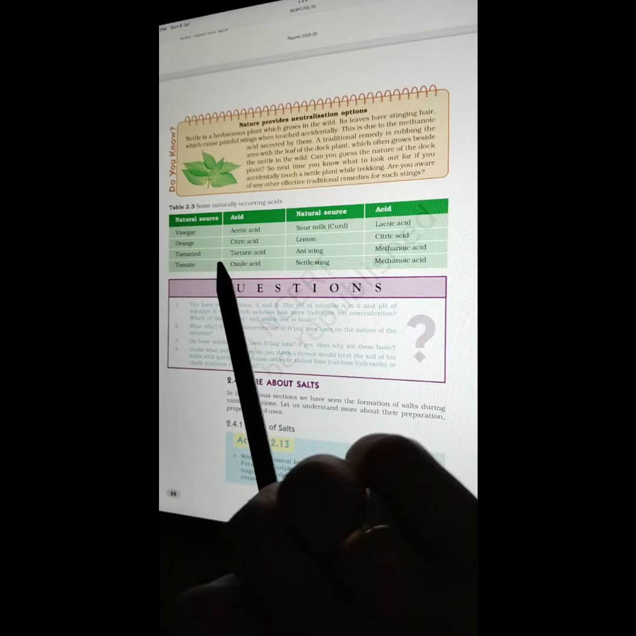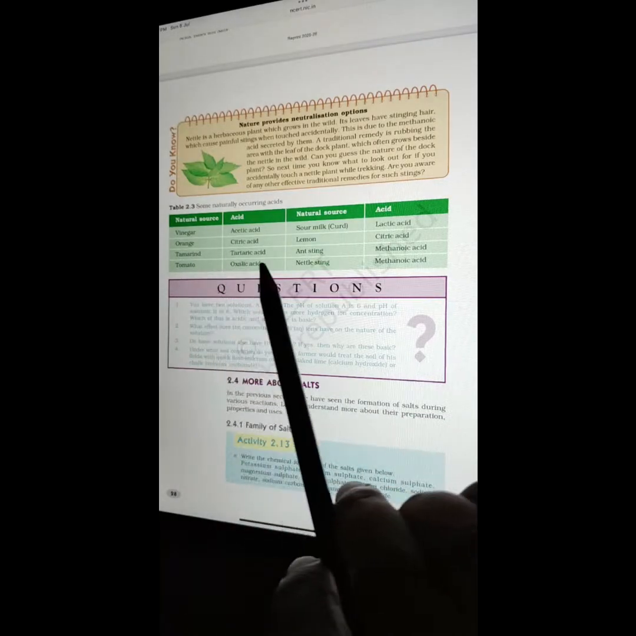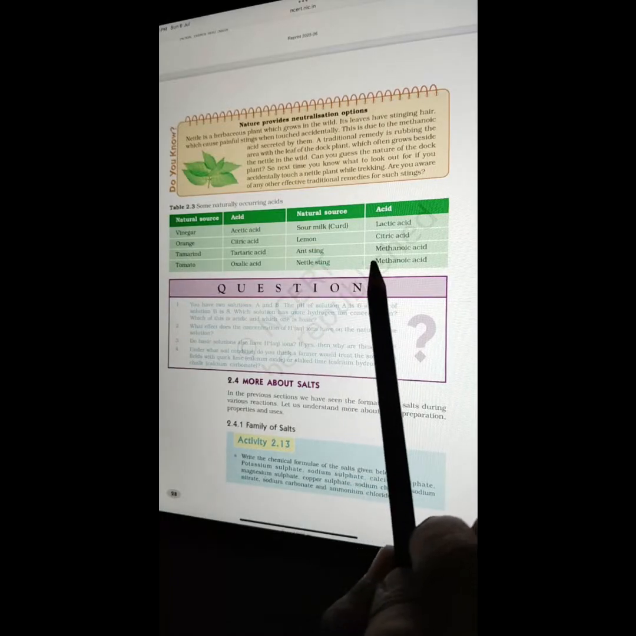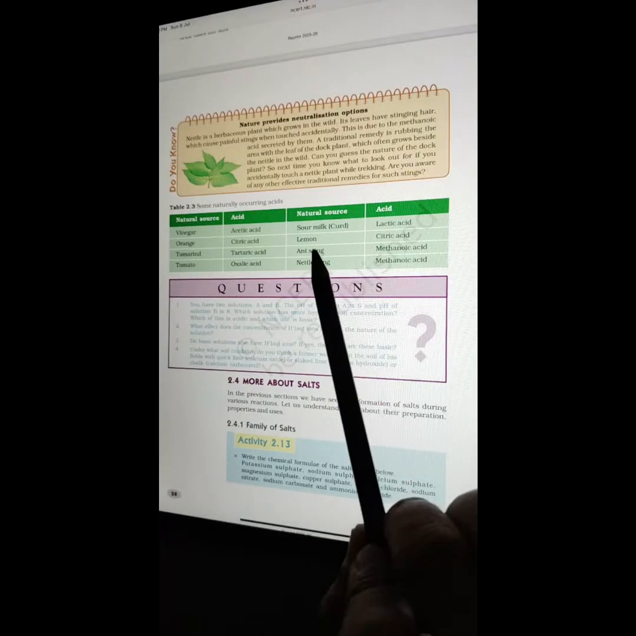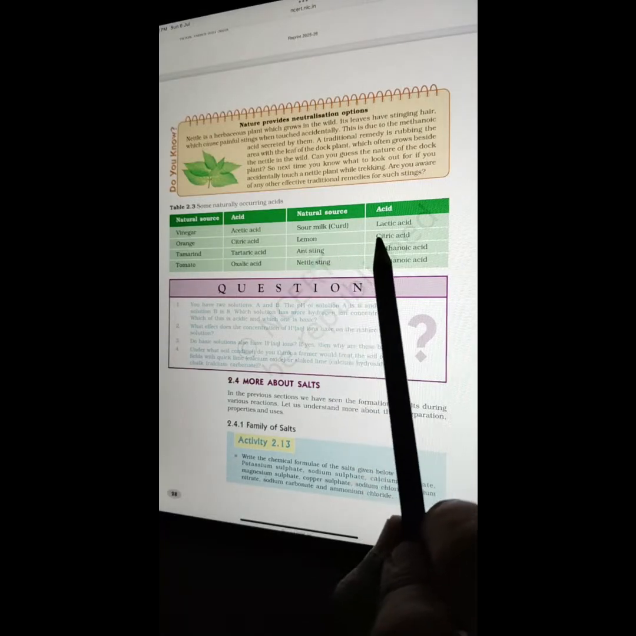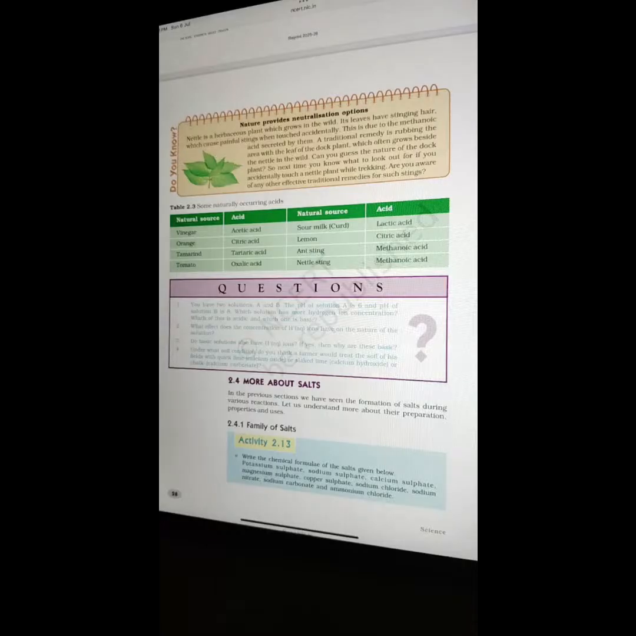Table 2.3, some naturally occurring acids. Vinegar has acetic acid, orange has citric acid, tamarind has tartaric acid, tomato has oxalic acid. Ant sting and nettle sting have methanoic acid. Sour milk, that is curd, has lactic acid and lemon has citric acid.